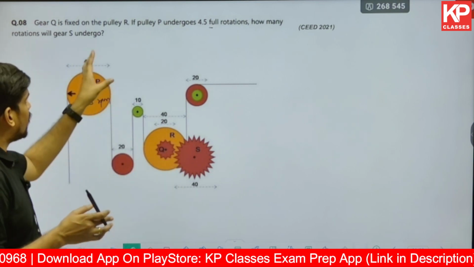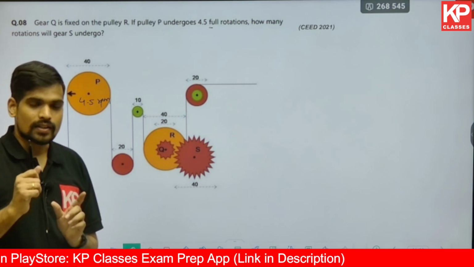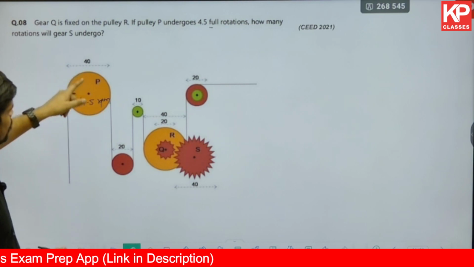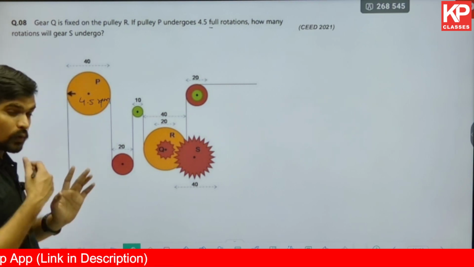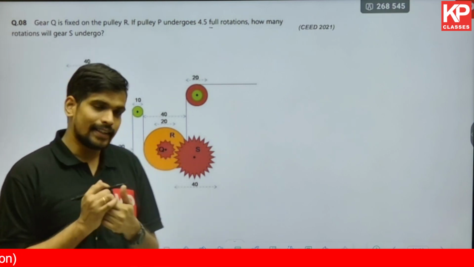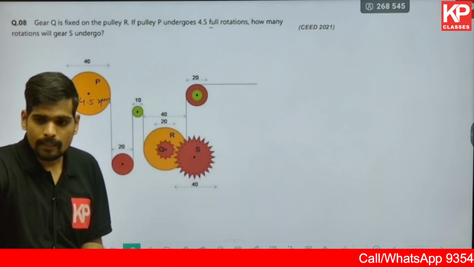Because see, even though they have not mentioned the same amount of time, I'm assuming it is RPM instead of rotations, because both are related. So what are they asking? They're saying this pulley P is rotating 4.5 times completely. How many times is S going to rotate completely? That's the question they're asking. Now we obviously know that the complete system will function for the same amount of time.